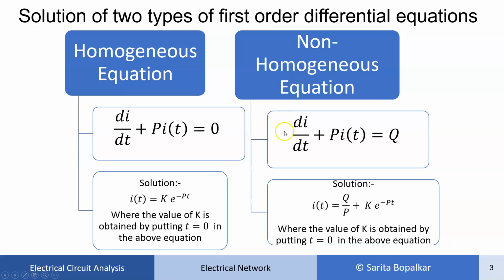Now non-homogeneous: di by dt plus p i of t is equal to q. Here it is 0, here some constant q. Solution is q by p plus k e raised to minus pt, where k you can obtain by putting t equal to 0 in this equation. So this k is nothing but the initial condition. So in the third step, whenever you apply KVL or KCL, you will get any one of these homogeneous or non-homogeneous equations. Then you can easily solve this because we have a solution for homogeneous and non-homogeneous equations.